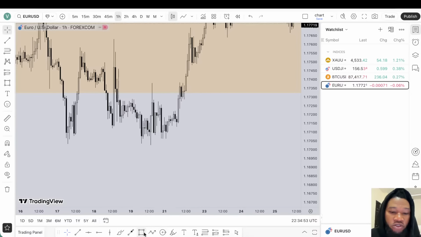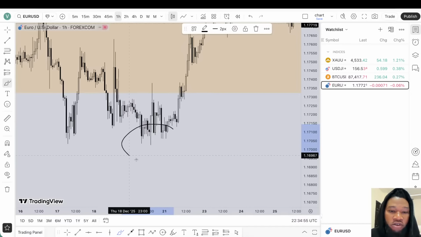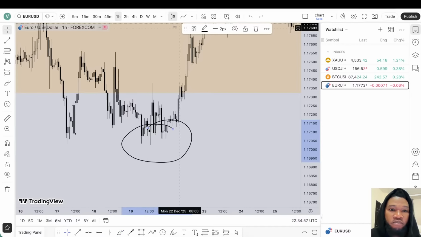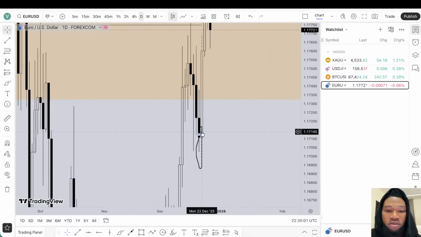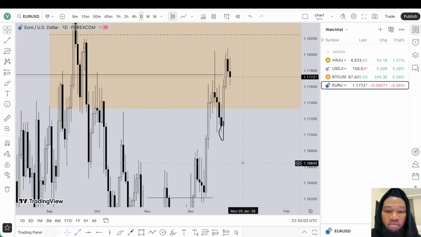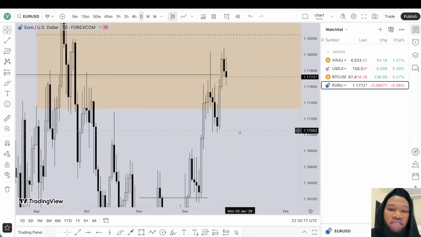So let me try to match up this area with the higher time frame. Let's go to daily, because remember what I said, that the market will always give you things to trade. So if I check it out, okay, yeah, that was nice on daily.